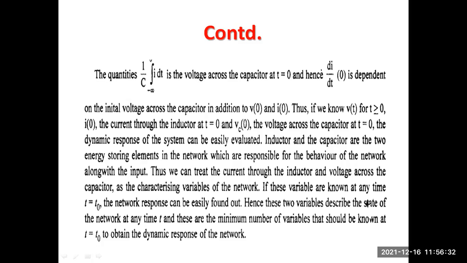Is it clear with this example? What the definition is, or how to choose the state variable, I will discuss in more detail, but as of now, whatever we have discussed, is it clear? Yes, sir. Okay.